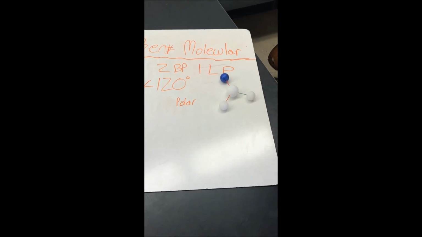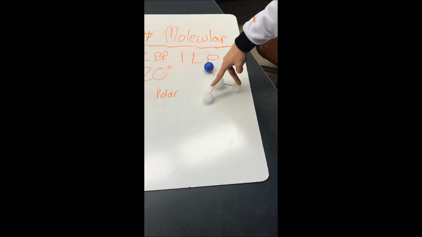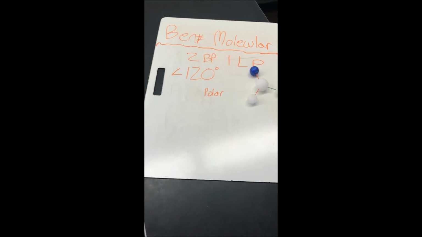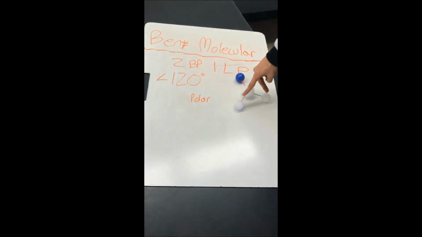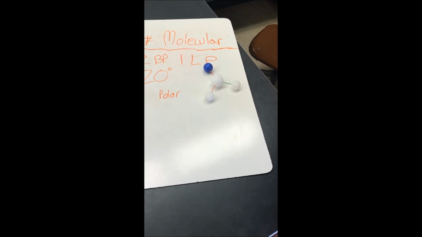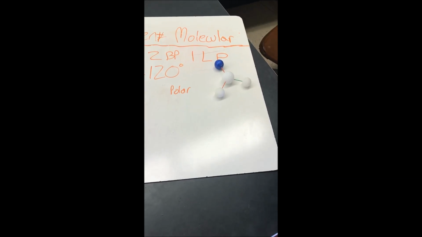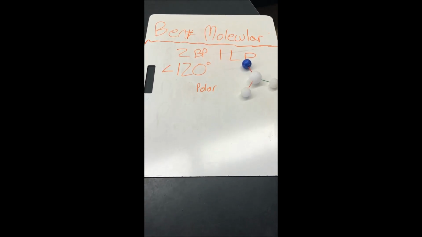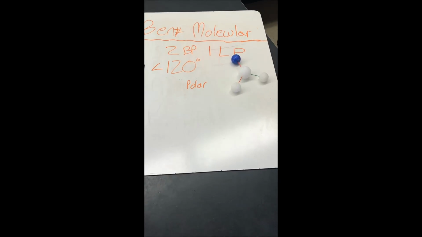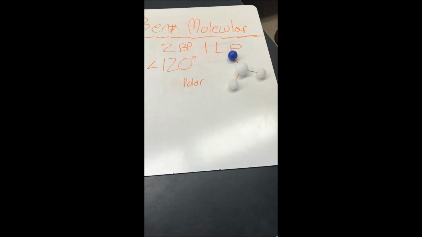The shape is a bent molecular, and it has 2 bonded pairs right here and 1 lone pair up here. The bond angle between these two is less than 120 degrees because they repel from the top pair of electrons. And this is obviously the construction of it.